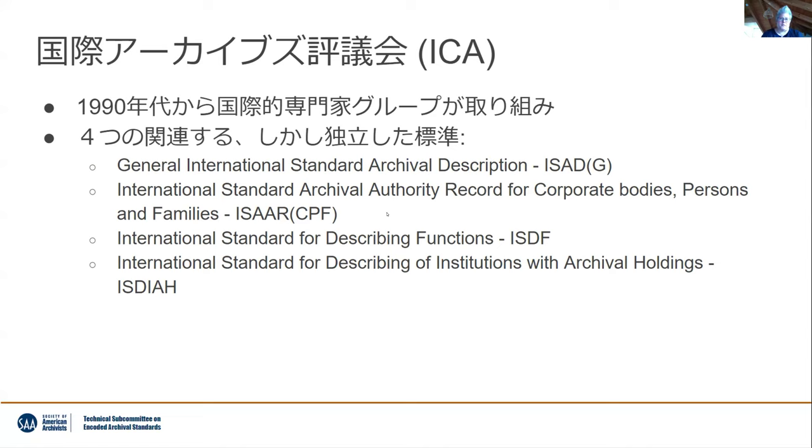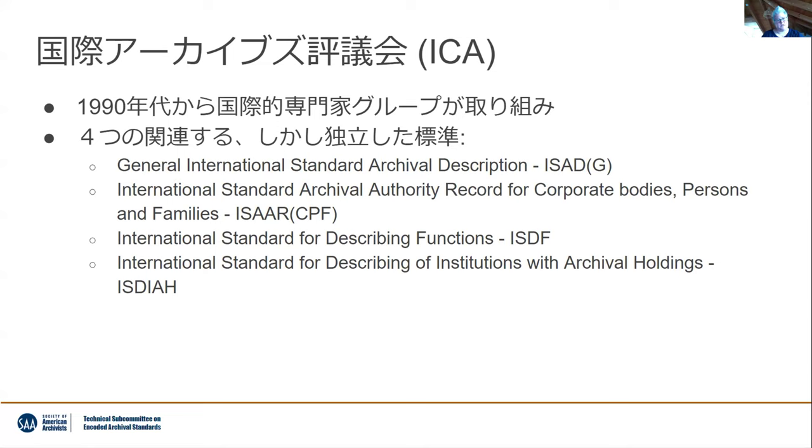The probably most prominent one is the General International Standard Archival Description, or ISAD(G), which is the standard for describing archival materials. But there also are the International Standard Archival Authority Record for Corporate Bodies, Persons and Families, ISAAR-CPF, which is to describe organizations, persons or families, mostly as the records' creators.